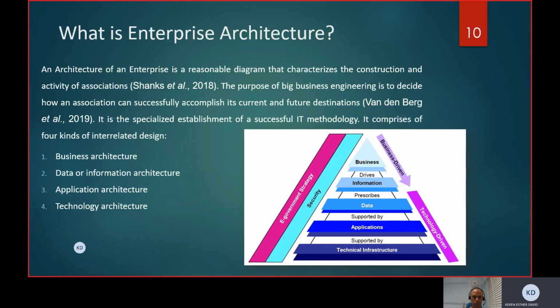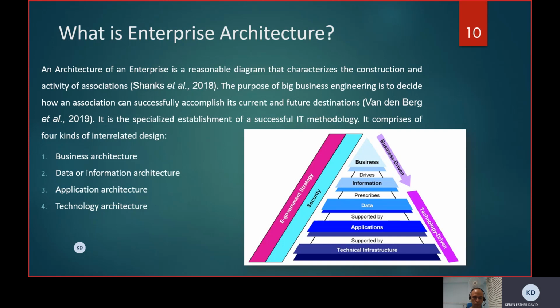This slide describes the detailed knowledge about the architecture of an enterprise and its types. For any organization, its architecture is very important because it is said to be the technical foundation of a perfect information technology strategy. It is basically a diagram that states the different activities and construction of the associations.